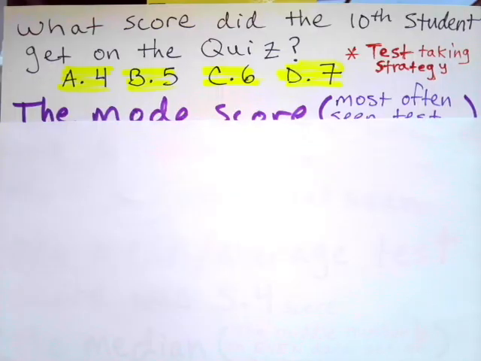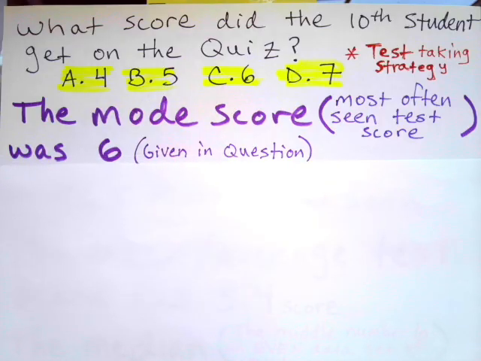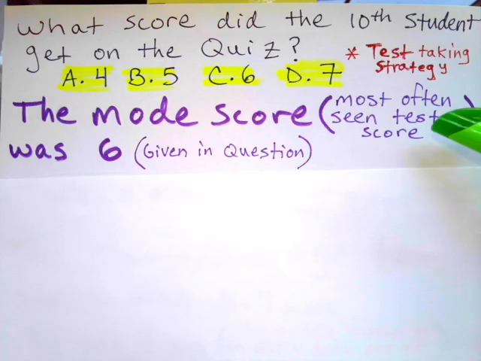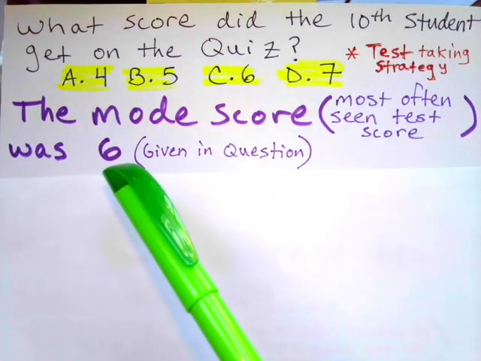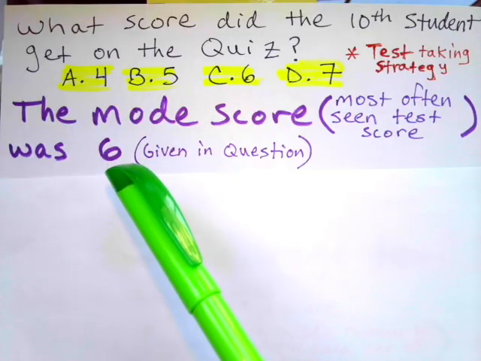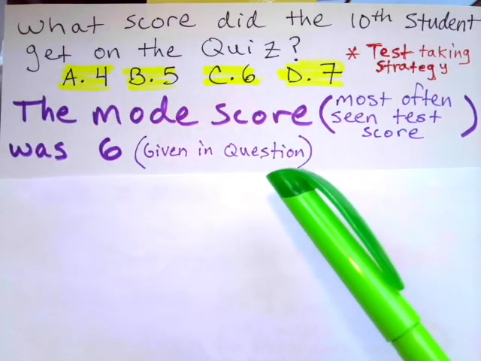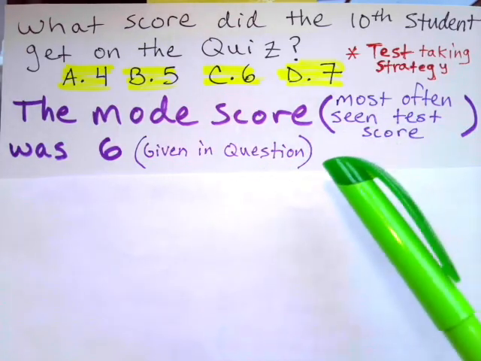So what I want to do now in order to answer this question is go over some information that we have discovered factually, right? So you need to understand what the mode is. The mode is the most often seen test score, right? And that test score, the mode, was 6. Given in the question on that line plot, 6 was the most often seen.